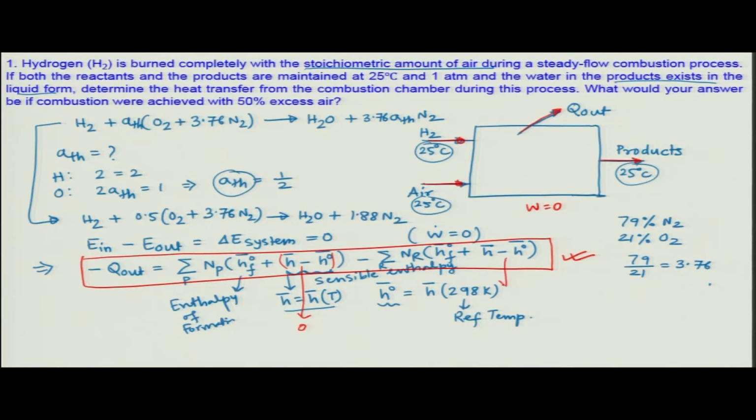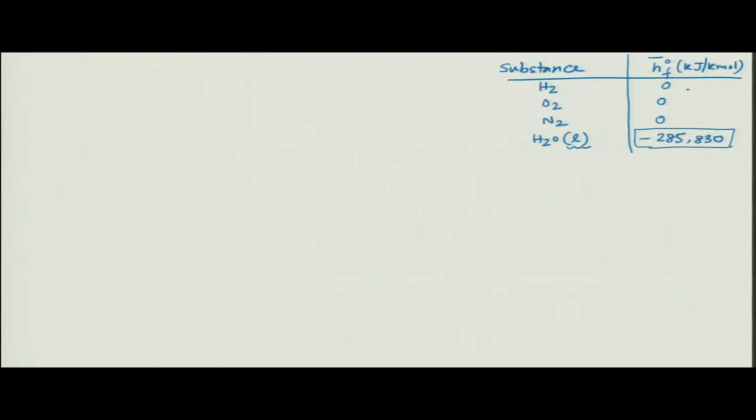Similarly, the product species are also coming out at 25 degree centigrade, which is the reference temperature. Then again this is equal to 0. Now, you are basically left with all the enthalpy of formation of the different species. For the reactant species, which are H2, O2 and N2, these are pure species, and the enthalpy of formation for these species is basically 0, as I have written here.